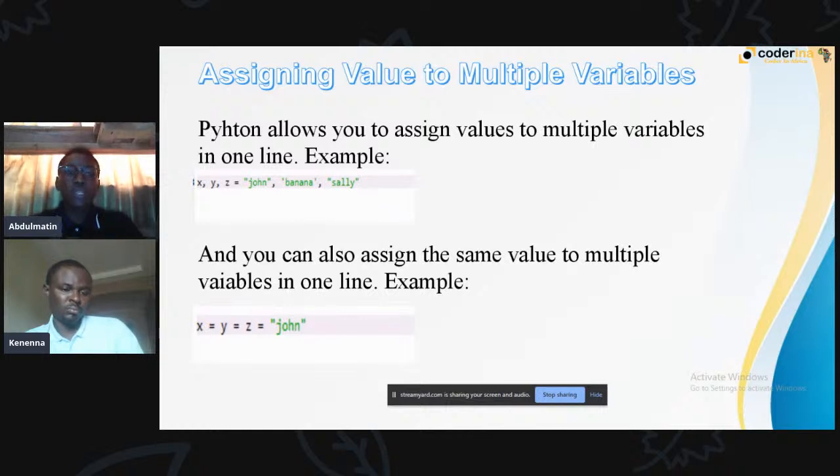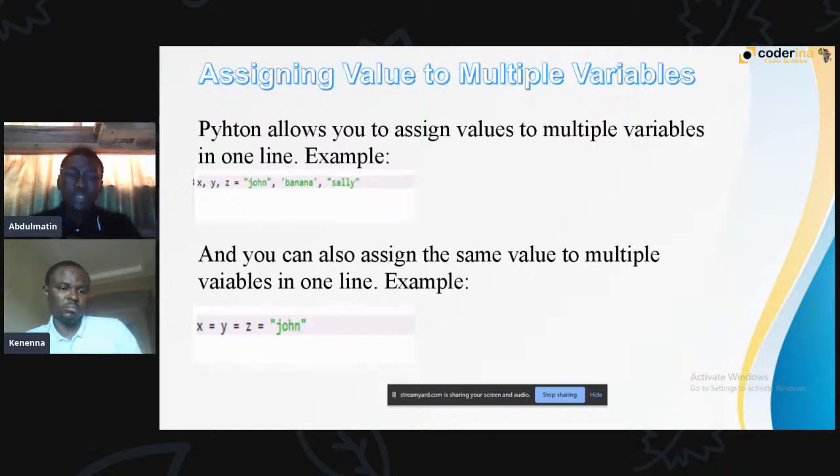I hope you get what I'm saying. What I'm saying is you can't say x equals John, x equals John, banana, and Sally. That's not possible. But I can say x equals y equals z equals John. Instead of writing on different lines that x is equal to John, y is equal to John, z is equal to John, I don't have to do that. I can just say x is equal to y is equal to John.